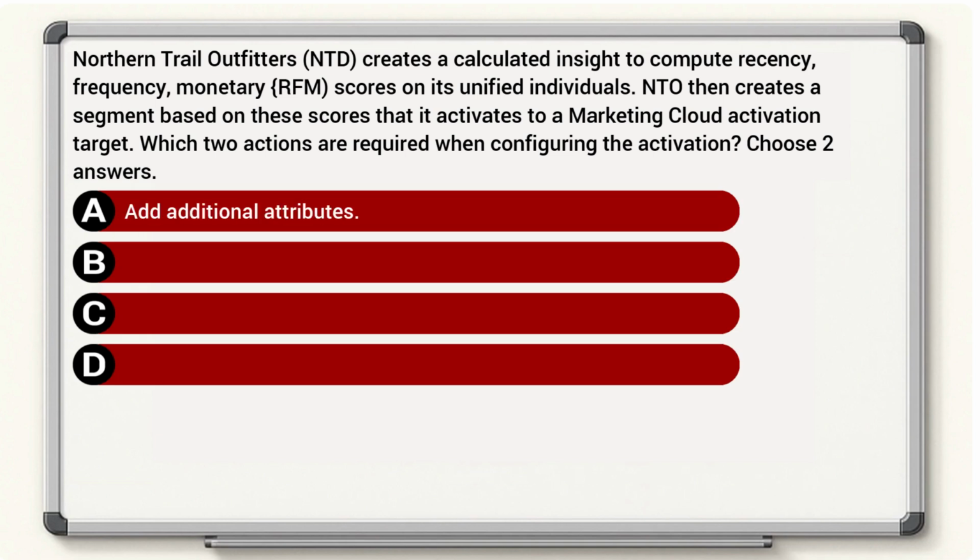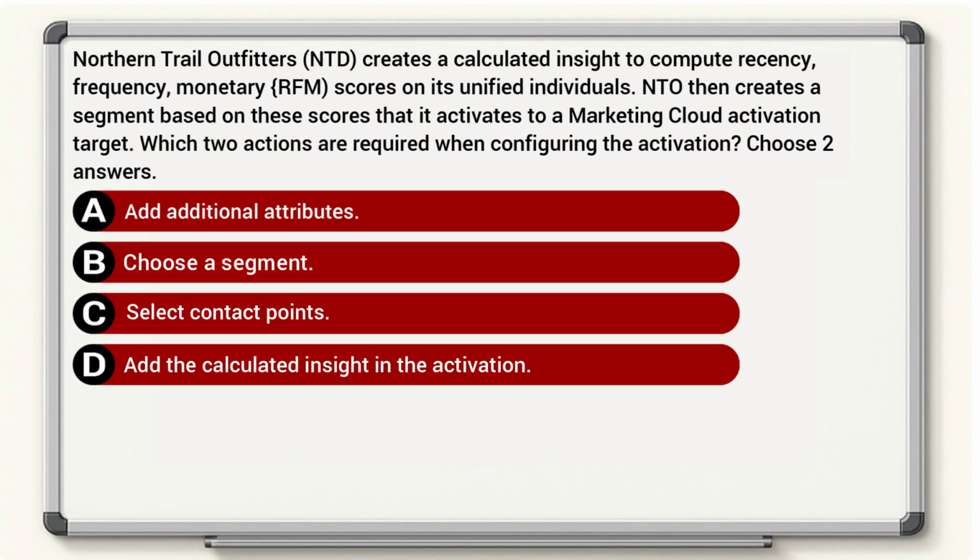Northern Trail Outfitters, NTO, creates a calculated insight to compute recency, frequency, monetary RFM scores on its unified individuals. NTO then creates a segment based on these scores that it activates to a Marketing Cloud activation target. Which 2 actions are required when configuring the activation? Choose 2 answers. B and C. Choose a segment and select contact points.